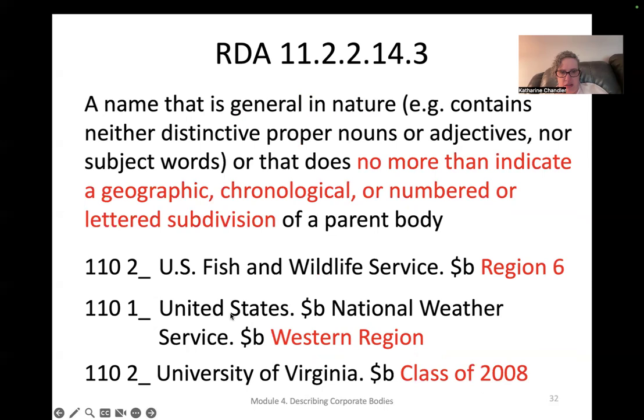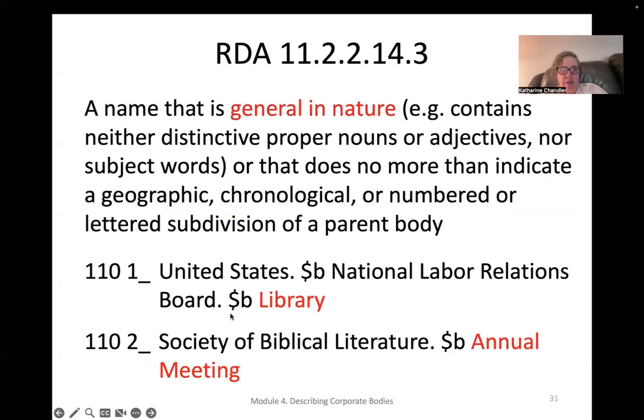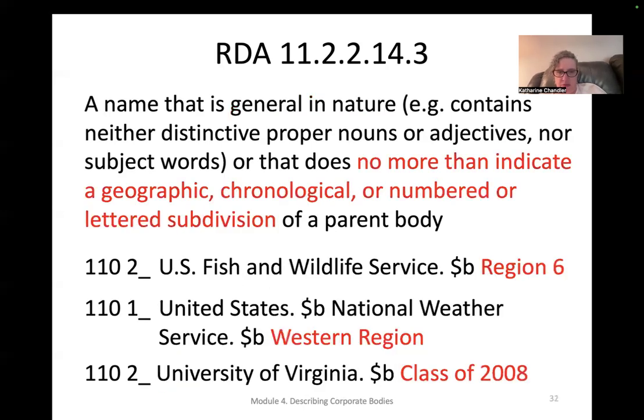Let me go back. A name that is general in nature, like that contains neither distinctive proper nouns nor adjectives nor subject words, or that does no more than indicate a geographic, chronological, or a numbered or lettered subdivision of a parent body. United States National Labor Relations Board Library, Society of Biblical Literature Annual Meeting.